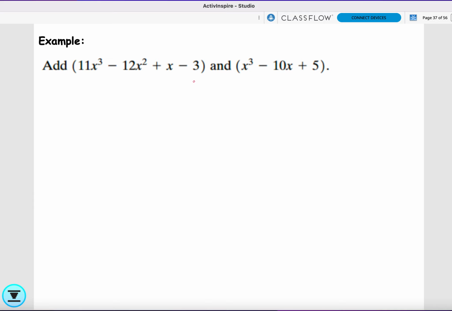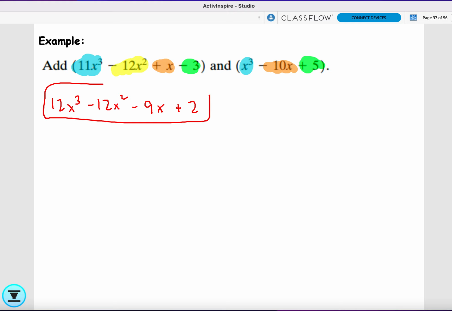So right here, it'll tell you to add, and then it'll tell you the two polynomials. So you just kind of pretty much combine your like terms. We have the x cubed term. Then we have the x squared term is by itself. Then you see the x term is not by itself. Then you see the constant term is not by itself. So just combine them, add your like terms. So 11x cubed and x cubed, that's 12x cubed in total. There's no negative 12x squared to combine it with. X minus 10x is minus 9x. Negative 3 plus 5 is plus 2. And you're done.